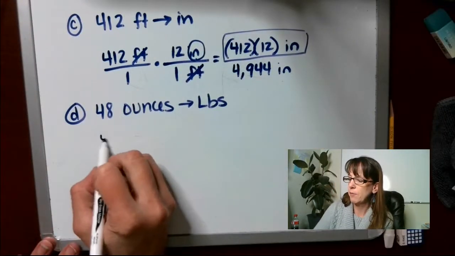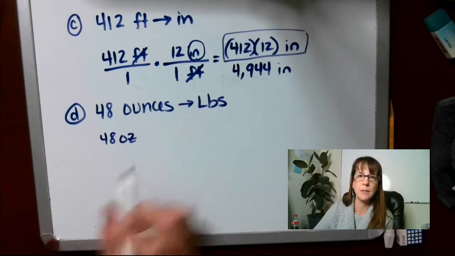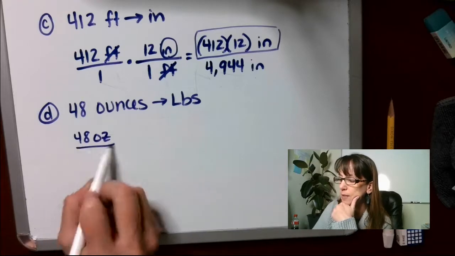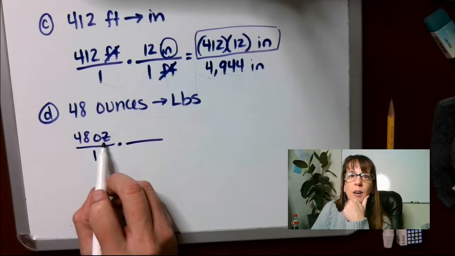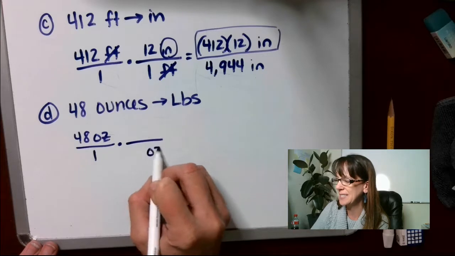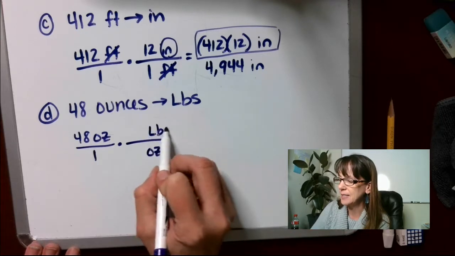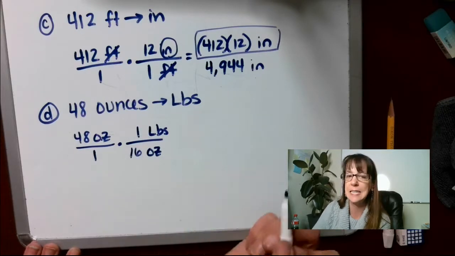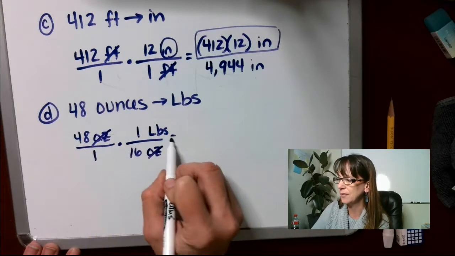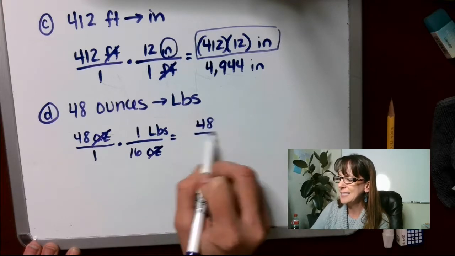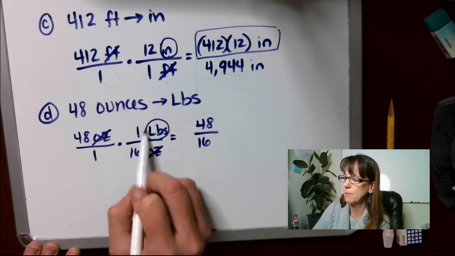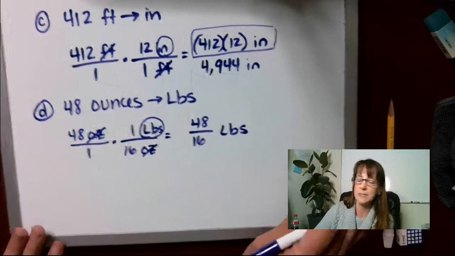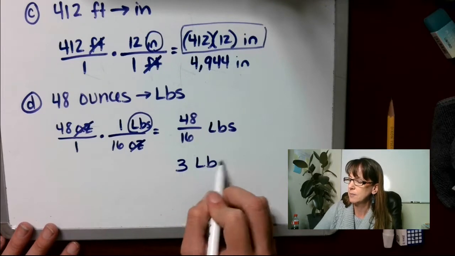So for D, we have 48 ounces, abbreviated OZ. And now there's fluid ounces and weight ounces. These are weight, times 1 on the bottom. So we have ounces here. We're going to put ounces down here. We're going to put LBS up here because I want them to cancel out at the bottom. In 1 pound, there are 16 ounces. So we can go ahead and cancel those guys out. Now upstairs, I have 48. Downstairs, I have 16. And the remaining unit that I have is LBS. Now, if you do 48 divided by 16, you would end up with 3 pounds.